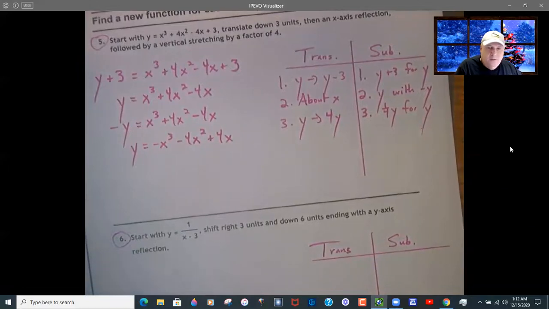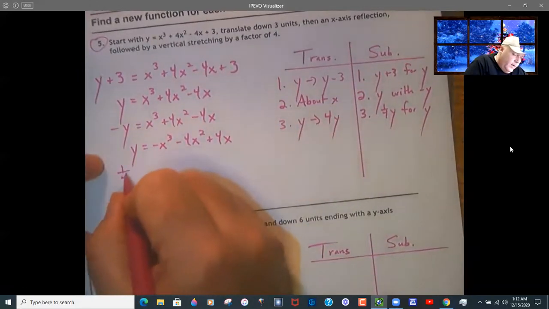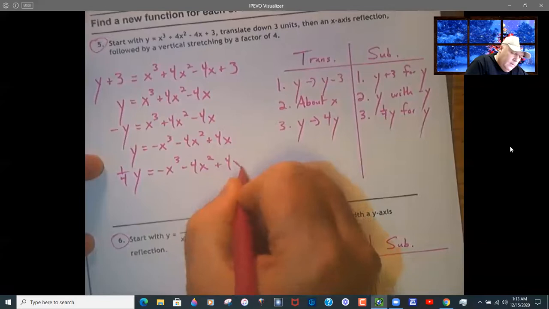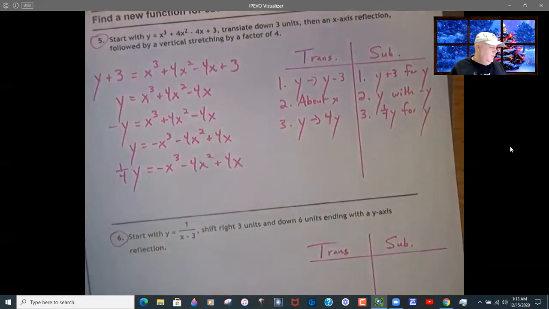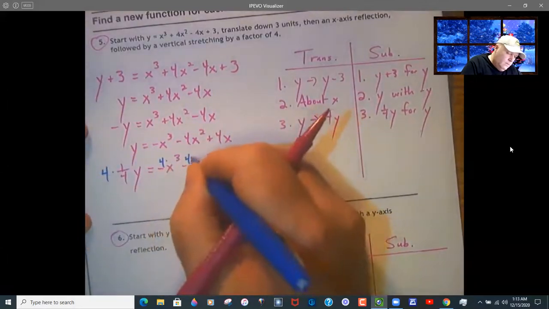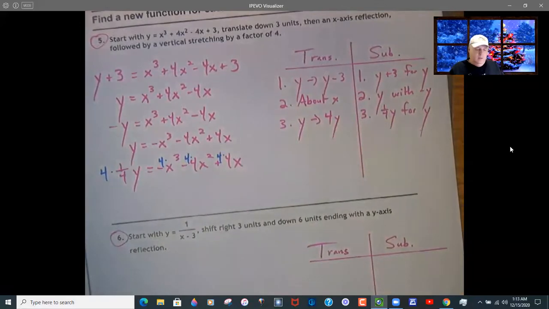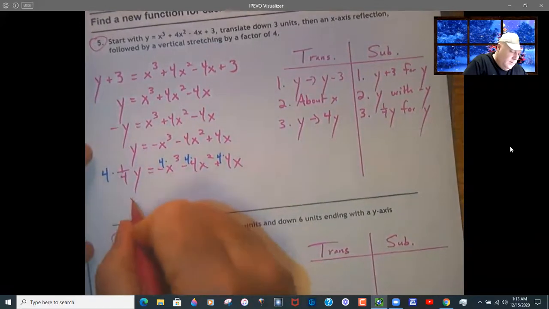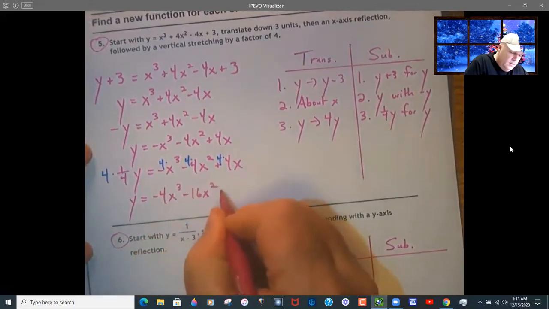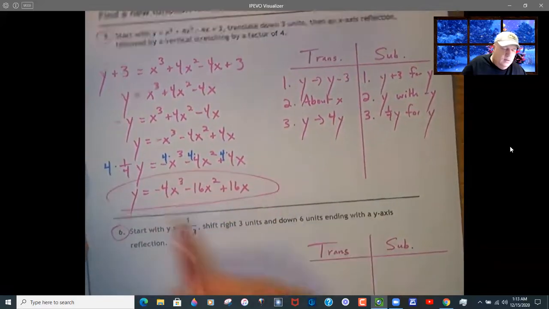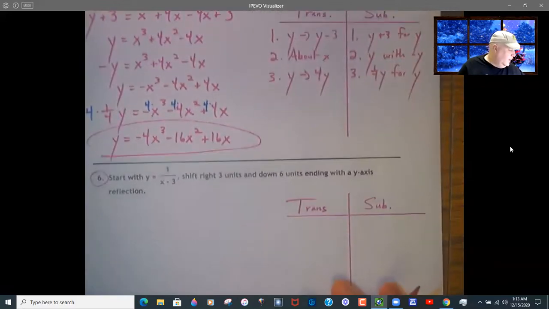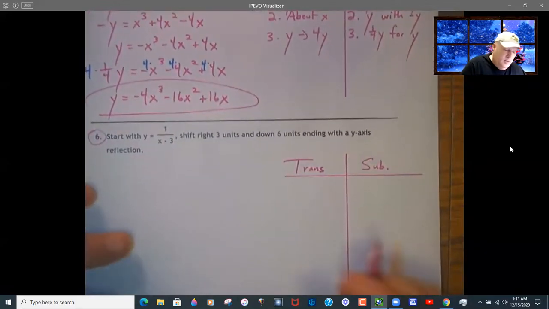And now we replace y with 1/4 y. So everything was on the y this time. Sometimes that happens. And so we have to multiply through by 4 everywhere to get this in its final state that we needed. So negative 4x to the 3rd minus 16x squared plus 16x is that final answer. Okay, stop the video, see if you can do number 6.